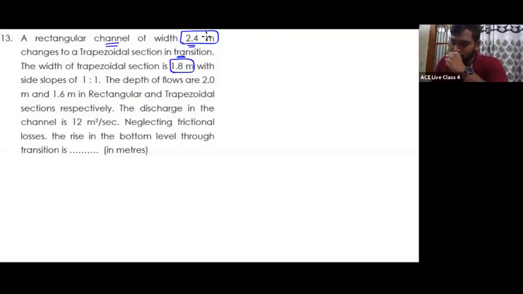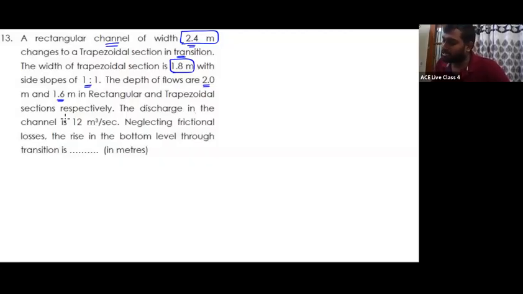So along the length, the rectangular channel is going to change to the trapezoidal channel, whose width changes from 2.4 to 1.8 meters, with a side slope of 1:1. The depths of flow are 2 meters and 1.6 meters in the rectangular and trapezoidal sections respectively. So they have given the depth of flow also: 2 meters and 1.6 meters respectively.